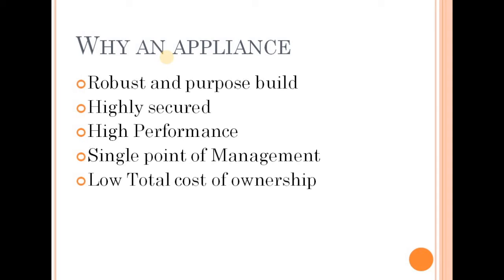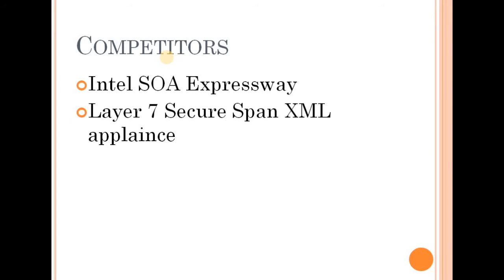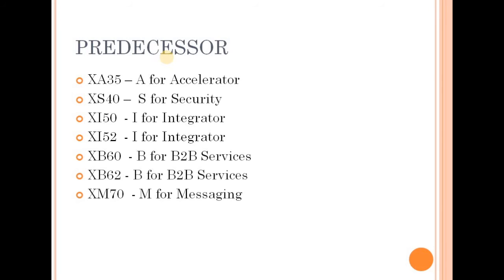So next we can see about the competitors for DataPower appliance. So I'll just move on to the next slide. I did a little bit of googling to understand who are the competitors for DataPower SOA appliance, and I came to know that we have two major competitors. One is Intel SOA Expressway and the other one is Layer 7's SecureSpan XML appliance. But I couldn't find much information about these two appliances. But as of now, you can just note that DataPower is not the only player in the appliance category; we have two more players as well doing the same kind of job.